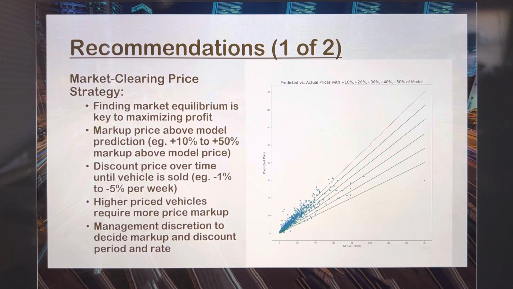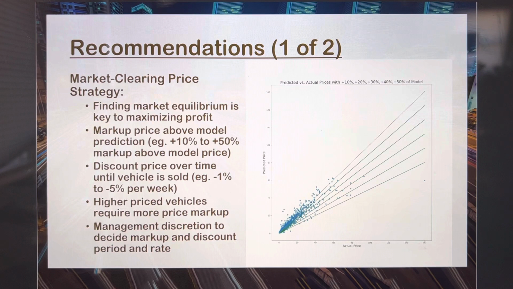So on the right, you can see our predicted price compared to actual price. And the diagonal line represents where our model predicted a price that was perfectly accurate with the actual price. And you can see most of our observations lie along that diagonal line. But as you go up in price, you'll see more dispersion.